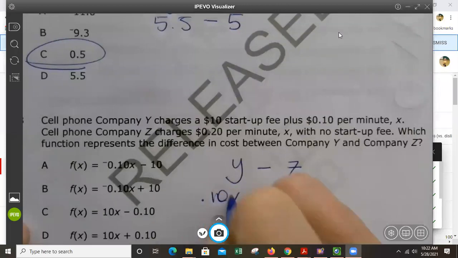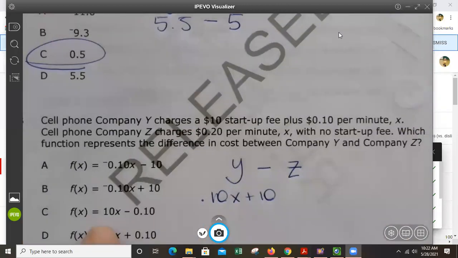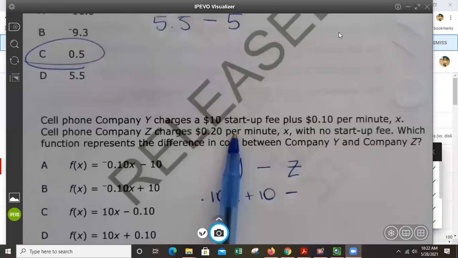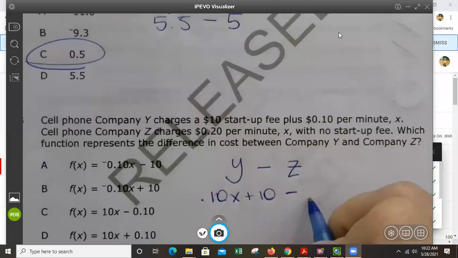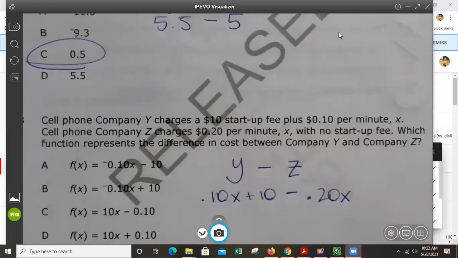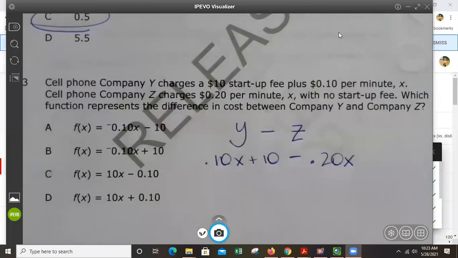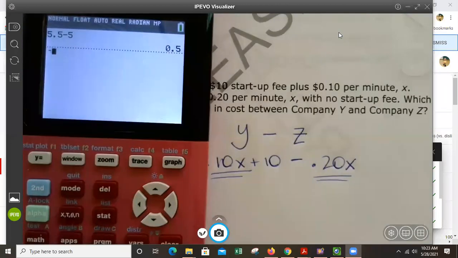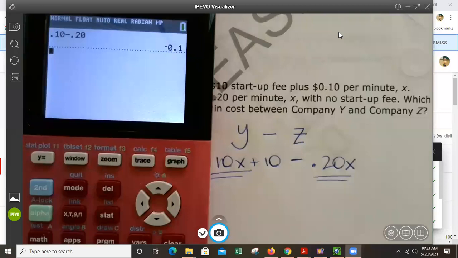And I'm going to use x, but it doesn't matter what you use. If you use a different variable, that's fine. And then we have minus, what is company Z? 20 cents per minute, no start. You can put a plus 0, but there's no start, so you don't have to put anything. So again, it's calculator active. We're going to add our like terms. So it's 0.10 minus 0.20, which is negative 0.1x.